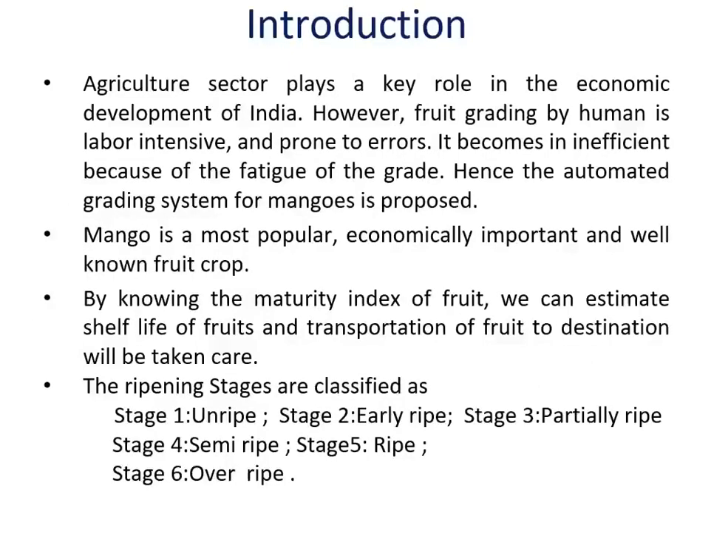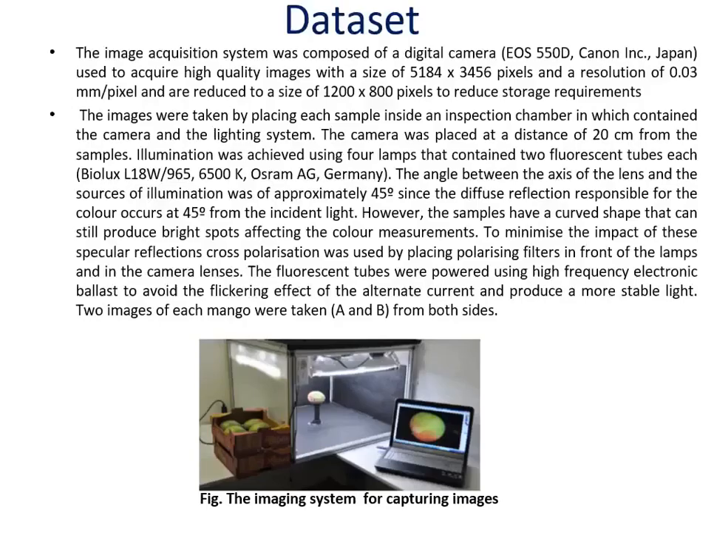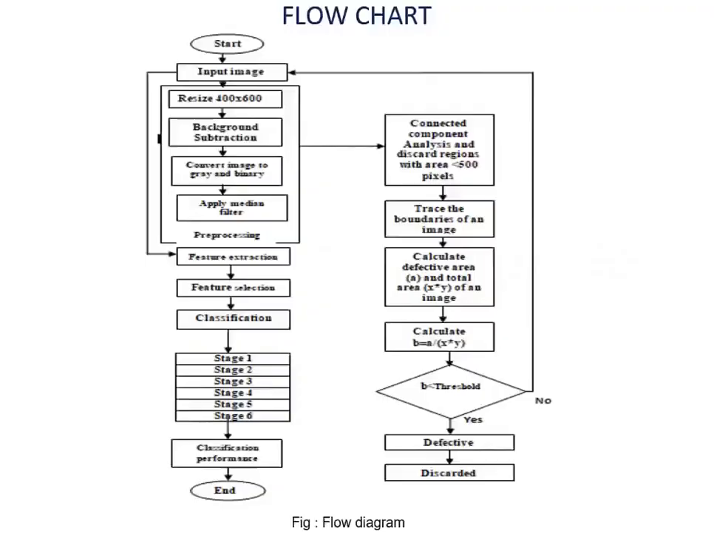Coming to the introduction, as we all know, mango is the king of fruits, and it is an economically important and well-known fruit crop. So here we have classified the ripening stages into 6 stages: unripe, early ripe, partially ripe, semi-ripe, ripe, overripe. We have taken the 20 dataset, which consists of 50 mangoes and 100 images. That means 2 images of each mango are taken, from both sides.